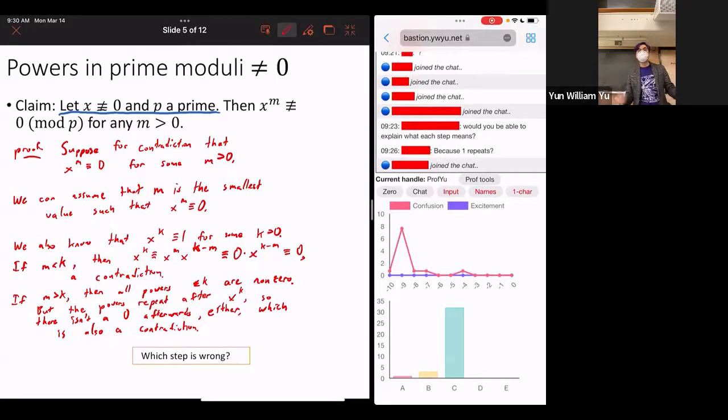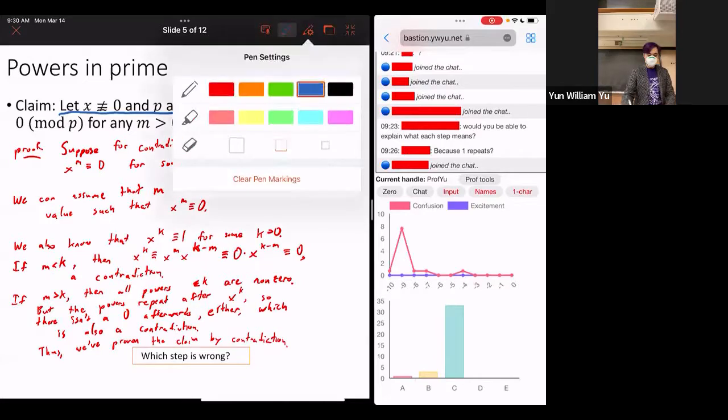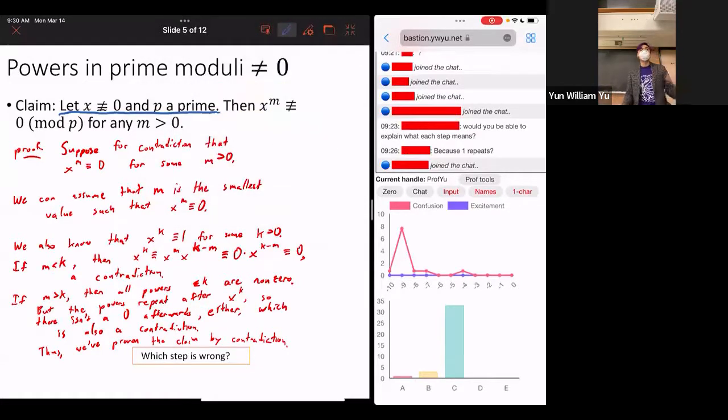Since we've now shown contradiction in both of the cases, that proves the claim. We've proven the claim by contradiction, because both of those cases were ones where you had a contradiction. If you're trying to do a proof by contradiction and you have multiple cases, you need to make sure that there's always a contradiction in all of the cases.